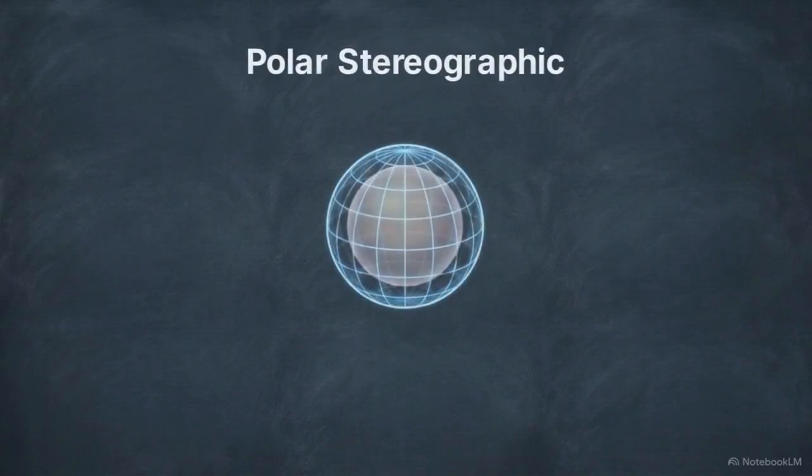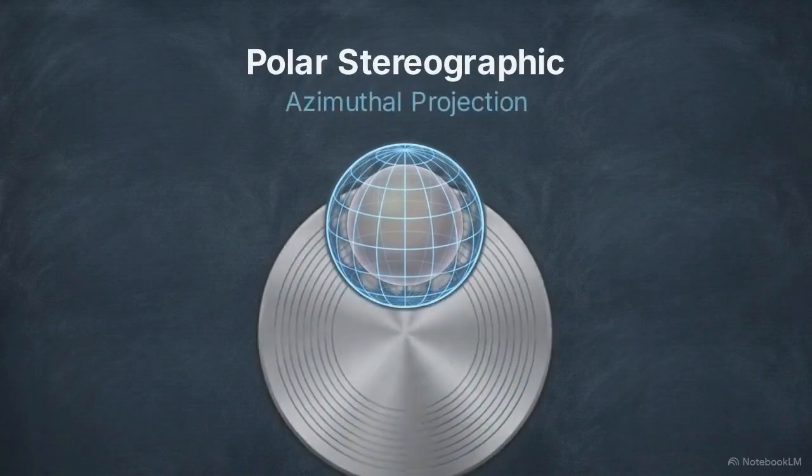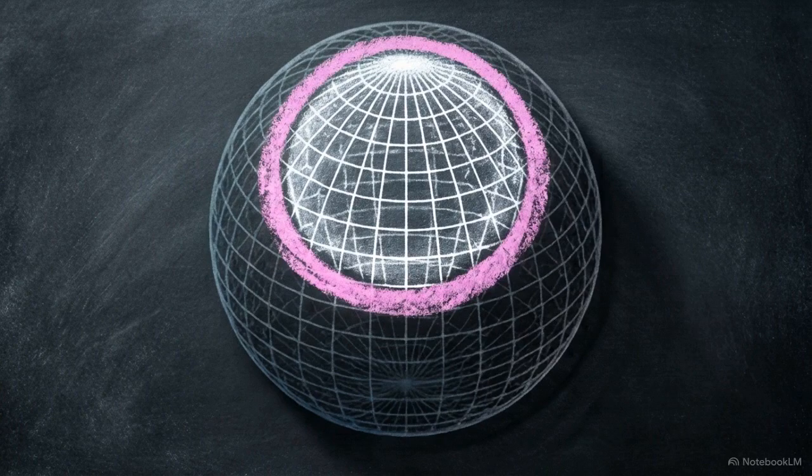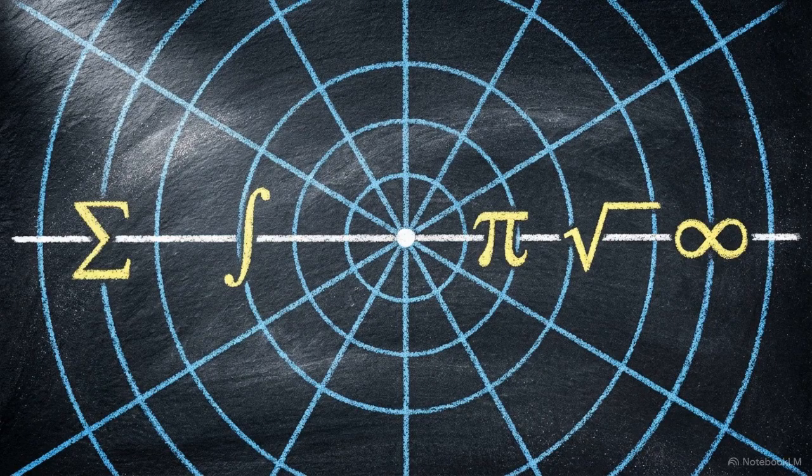Finally, we have the polar stereographic chart. This is an azimuthal projection, firing light from one pole onto a flat plane placed at the opposite pole. Its operational boundary is strictly defined. Navigators only pull this chart out for regions above 70 degrees north or south latitude. The ultimate rule for this projection is absolute. The great circle is an exactly, perfectly straight line.